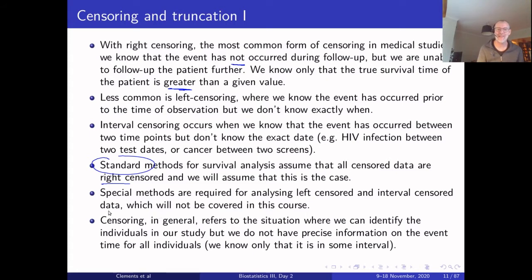So, as we've already discussed, censoring refers to the situation where we can identify the individuals in our study, but we don't have precise information on the event times for all individuals.